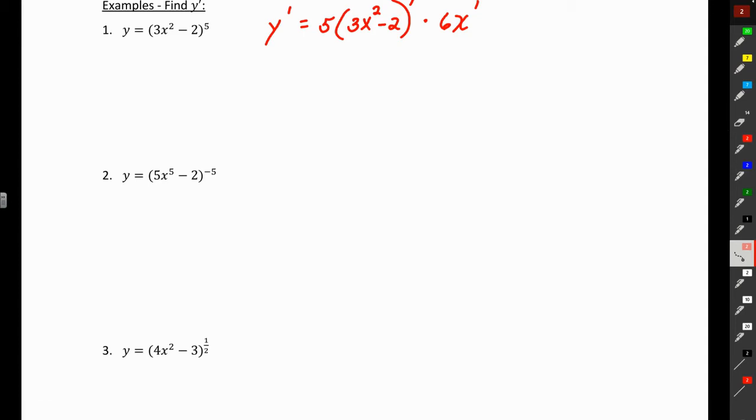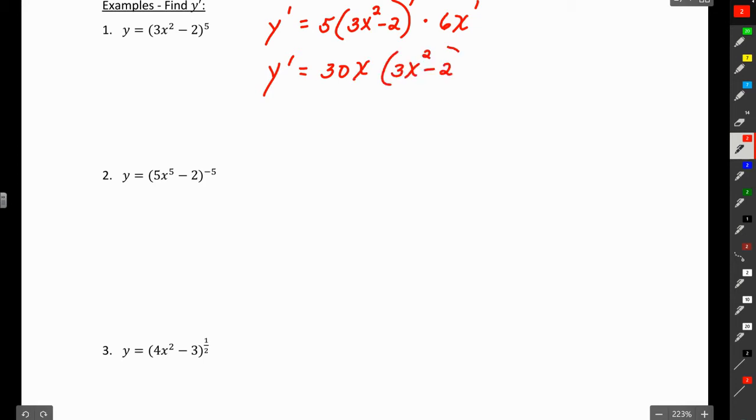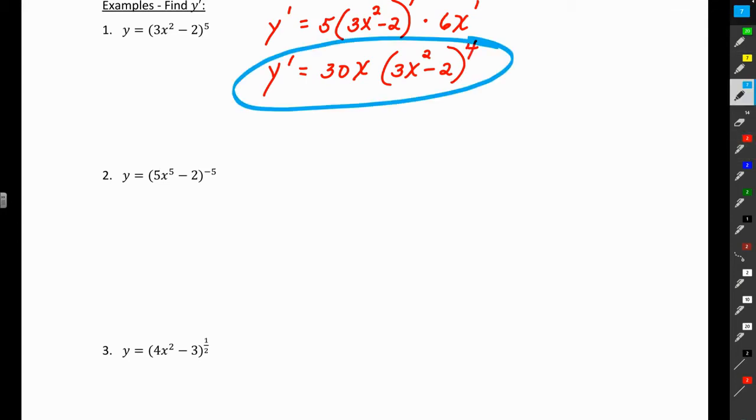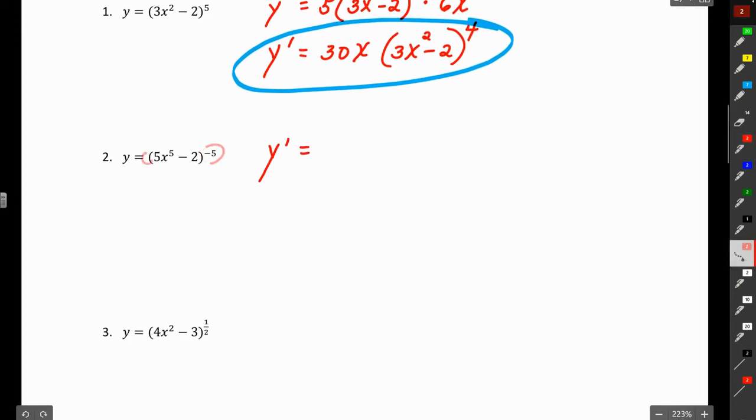So we're really done. We're just going to make that look a little nicer. I'm going to do 6 times 5. That'll give me 30. I still have that x there. I'll write that first. You don't have to, but I just think it looks a little nicer this way. And that would be my final answer. All right, let's try another one. Derivative of the outside first. So y prime is equal to, we're going to take negative 5 times 1, that gives me negative 5.